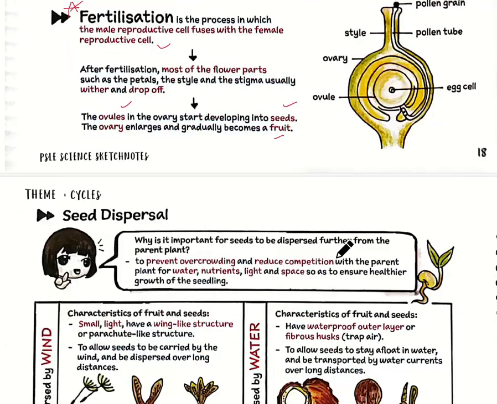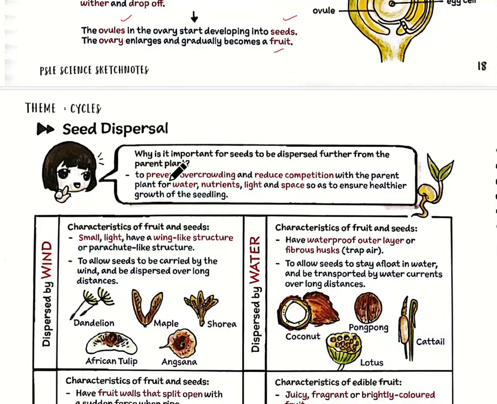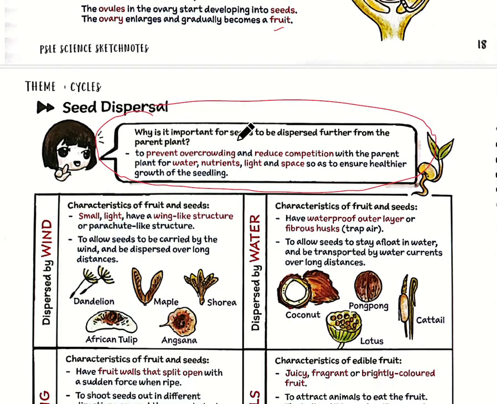Okay, last part, the most important: seed dispersal. We always test you on this. Please make sure you know why it's important for seeds to disperse further away from the parent plant. So you prevent overcrowding and reduce competition for water, nutrients, light, and space.